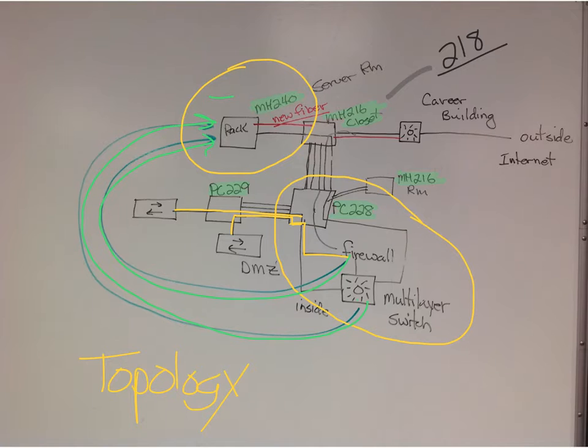This other line, let me just make a blue line here, that goes into the multi-layered switch. And let's go red, multi-layered switch, then that goes in here, goes all the way up here to the server. So like if you're logging in, you got to go all the way to the server. 216 comes all the way back to this wiring closet, and it's also connected into the multi-layered switch.